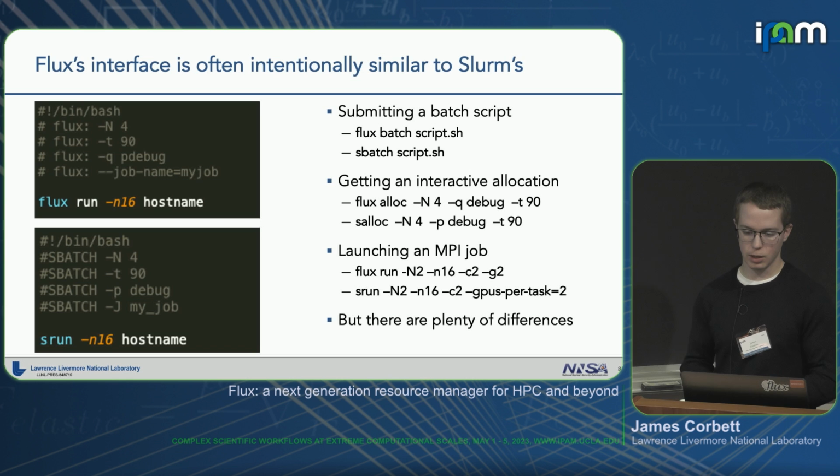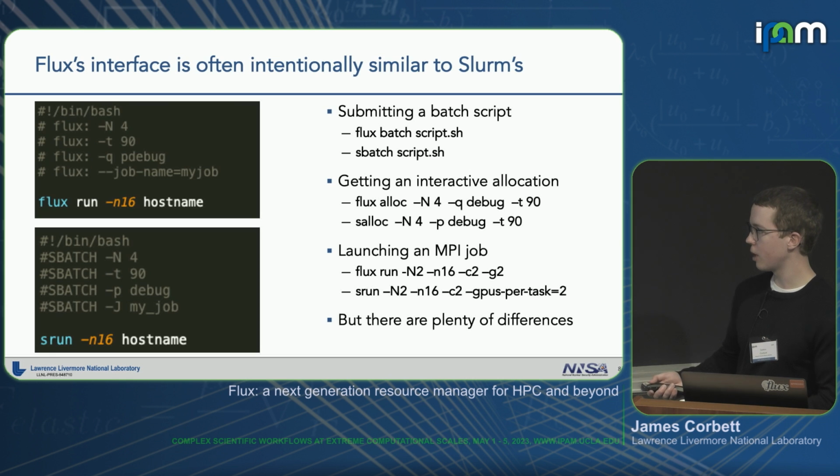For instance, to get a 4-node interactive allocation for 90 minutes in a debug queue, instead of salloc -N4 -p debug -t 90, it's flux alloc -N4 -q debug -t 90. The only real difference is instead of p, we have a q, and instead of salloc, we have flux alloc. It's basically the same thing, in other words.